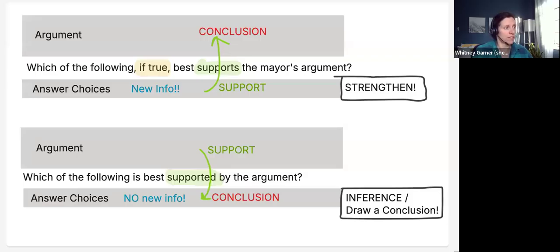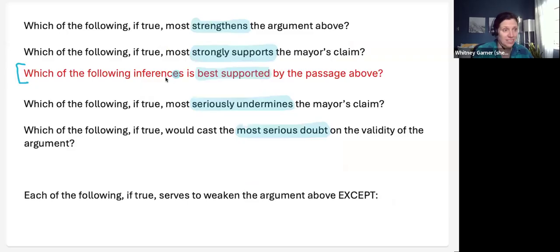So on our previous page with all of our examples, this, which of the following inferences is supported by the passage above, this is a draw a conclusion question. This is not a strengthen question.